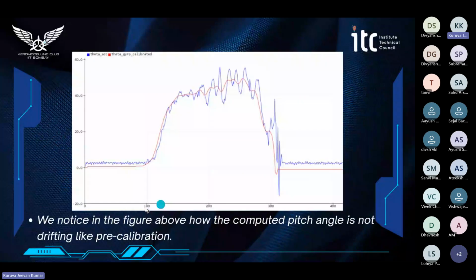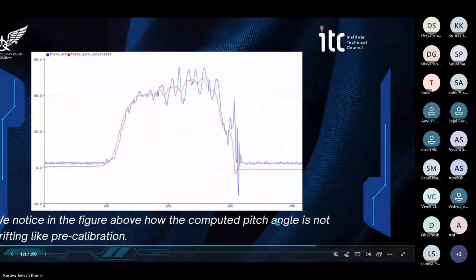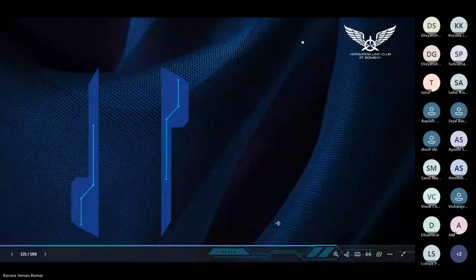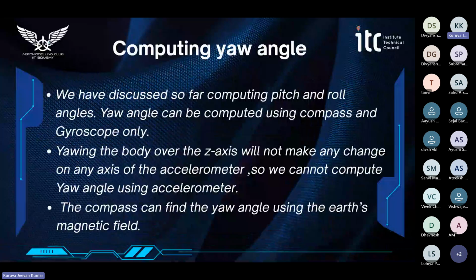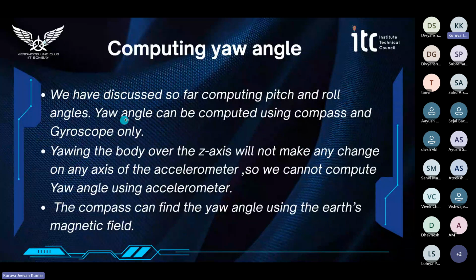For better readings, we use a complementary filter. You'll study more about the complementary filter in the sensor fusion part, which is covered by Divyanshu. Now we are going to see how to compute the yaw angle. We cannot determine the yaw angle using the accelerometer, since it will not produce any component of acceleration due to gravity when we yaw a plane or any object. But we can find the yaw angle directly using a compass and gyroscope.